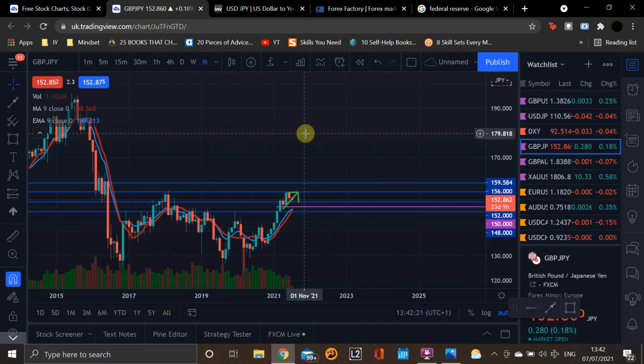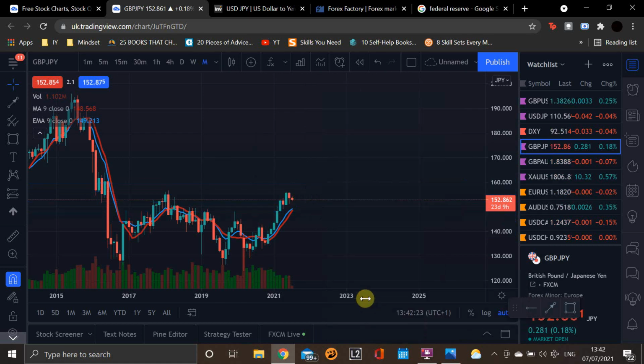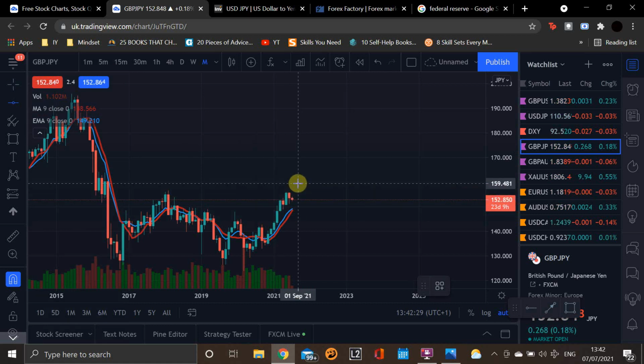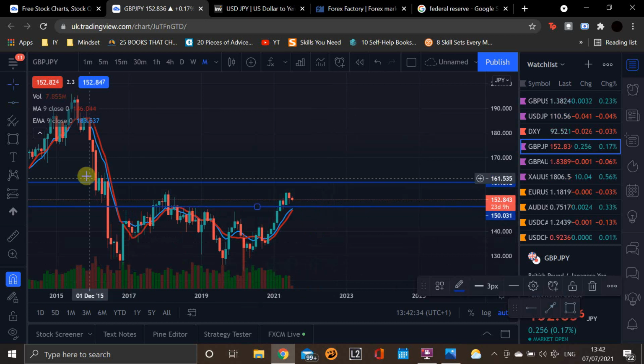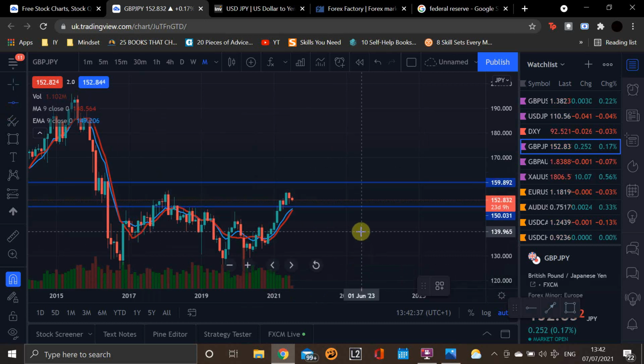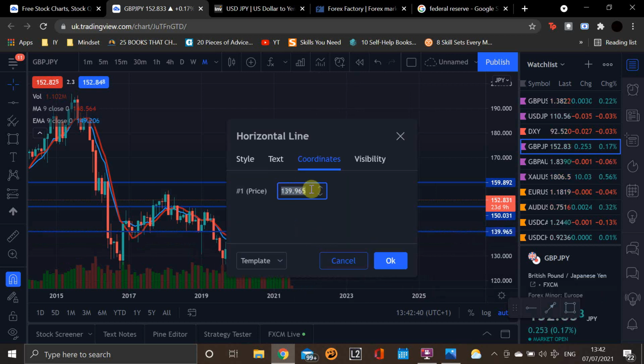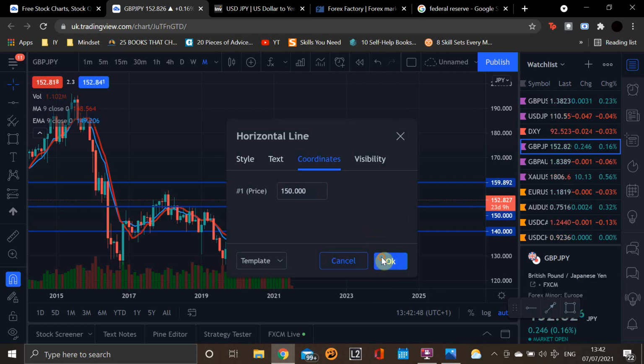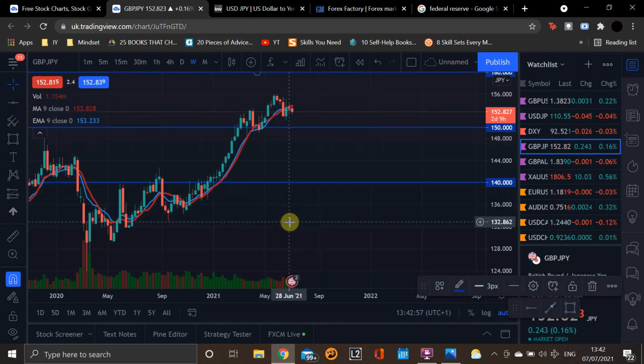As always, I want to start off with clean charts, so I'm going to remove the drawings. We go to 160, we go to 150, go to 140. So we have that off the monthly chart. Then the weekly chart. We have this.